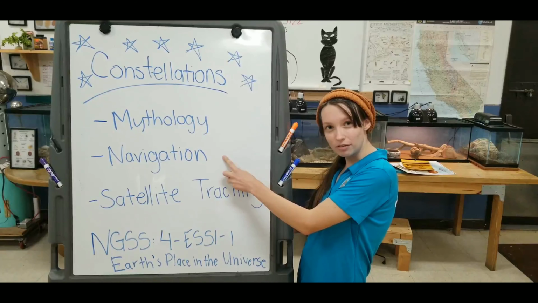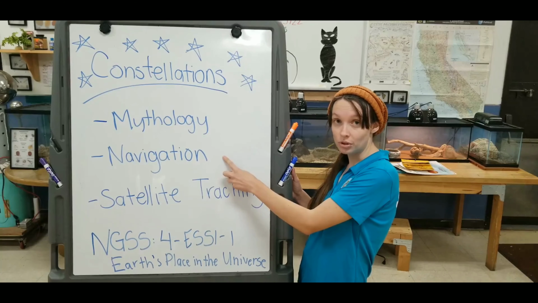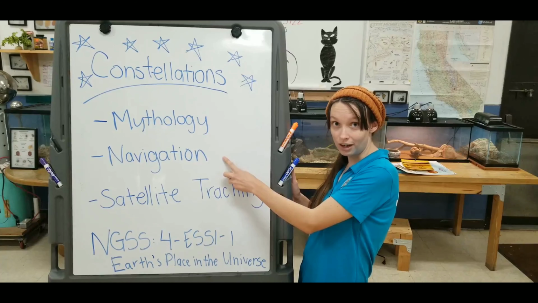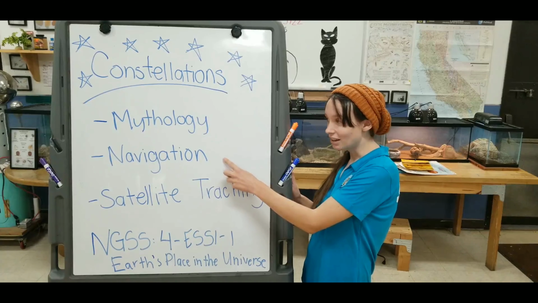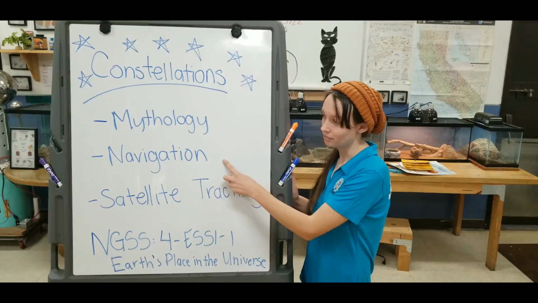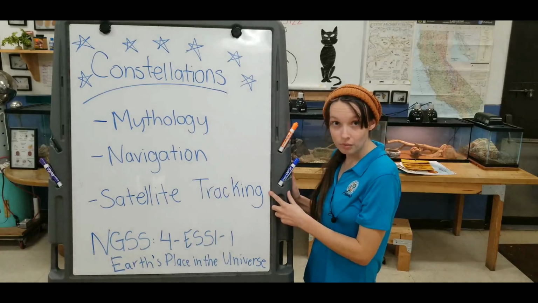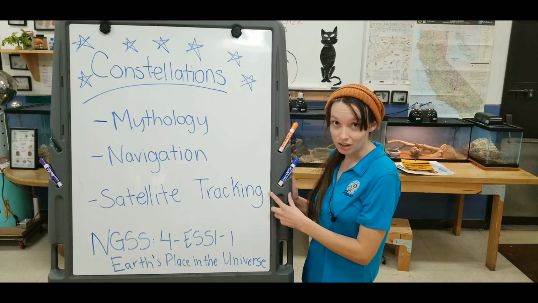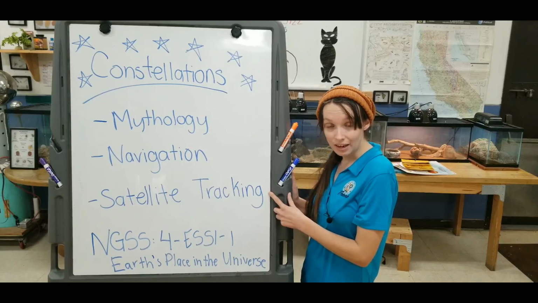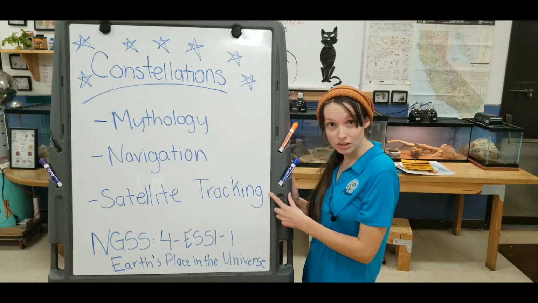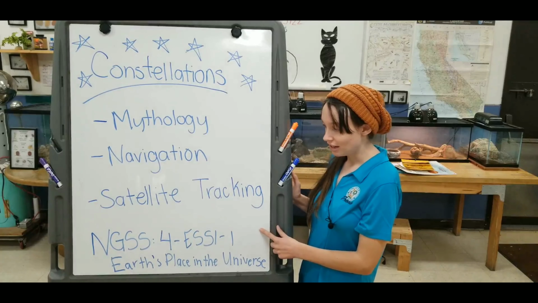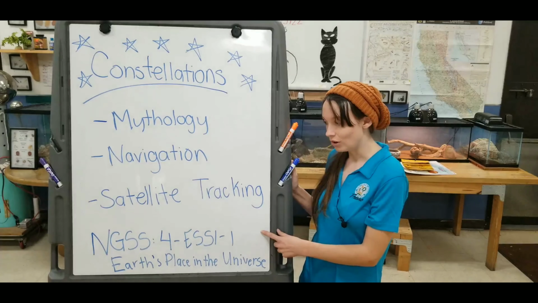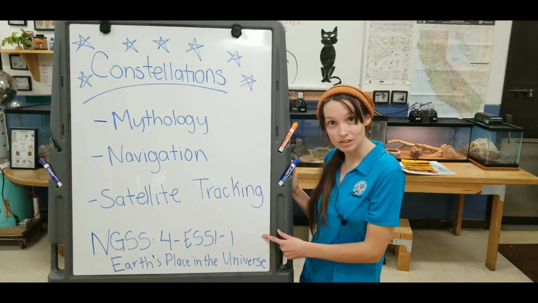But it can help in flight, although now in flight we use computer systems to help us with navigation. But if you're ever hiking and you don't have a phone, you can't look up where you're at on Google Maps, constellations can actually help to tell you what direction you're going. And as a more modern way that they help us, they also help with satellite tracking. So if we launch a satellite into outer space, oftentimes you can detect where it is just by seeing what constellations it is passing in the sky. It's pretty cool, right? And if you're interested, the Next Generation Science Standard is 4-ESS1-1, and it's discussing Earth's place in the universe.